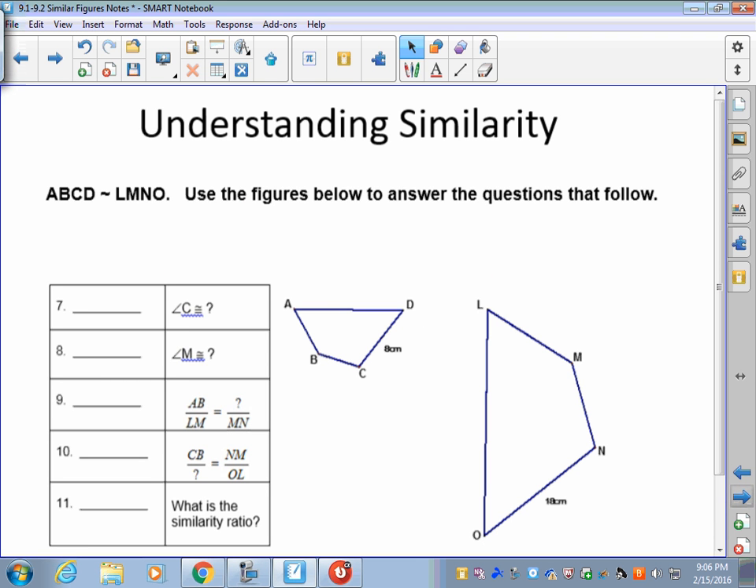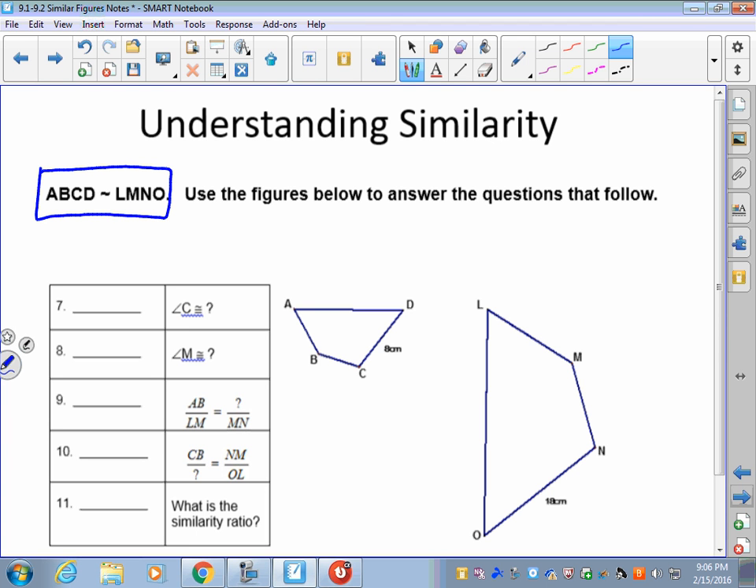Now, for this next little section on understanding similarity, you need to copy this one down as well. The first thing we have here is what we call the similarity statement. On the first slide that you had, we had this symbol here. That symbol is for similarity. And reading this is the same as we did with congruency statements. Order does matter. So understand, this is the first one, A, B, C, D. Whatever comes first will be your pre-image, and this would be the image. Like I said, order matters. So just like before, BC is going to correspond with MN.